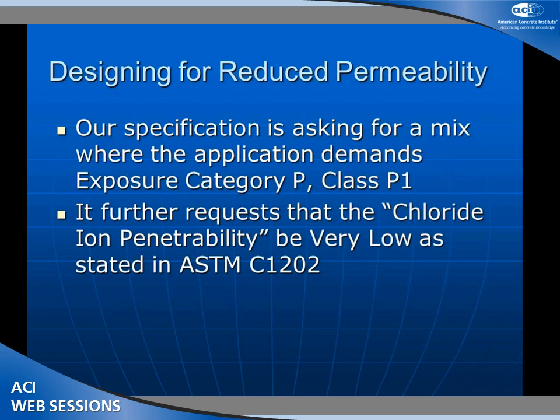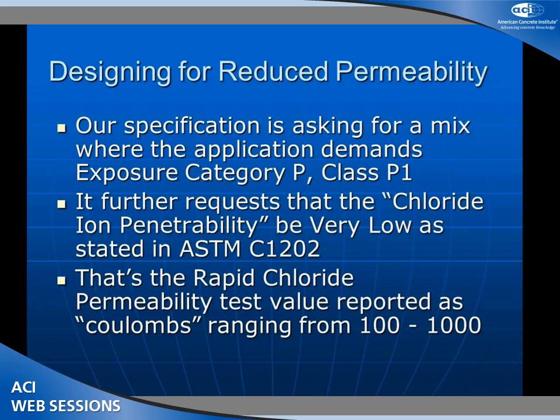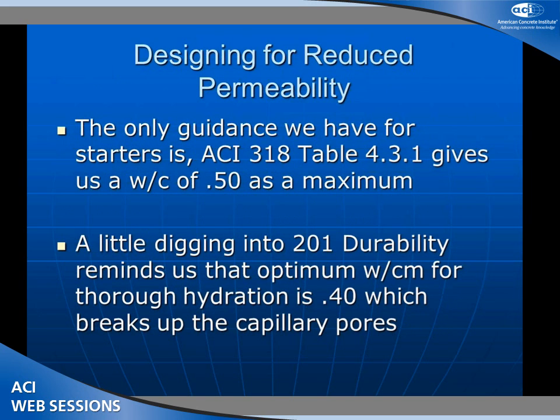So we've got the P1 category, and there's also a specification saying we want chloride ion penetrability to be very low, as stated in 1202. And that gives us a coulomb value ranging from 100 to 1,000 coulombs. And it's either 28 or 56 days, depending on how much time they do have to spare. So now we've got a new set of design criteria. It's not only compressive strength or water cement ratio, it's how dense can we make that concrete to protect our reinforcing. So ACI 318 4.3.1 gives a 0.50 for our class P1. So that's just a criteria.